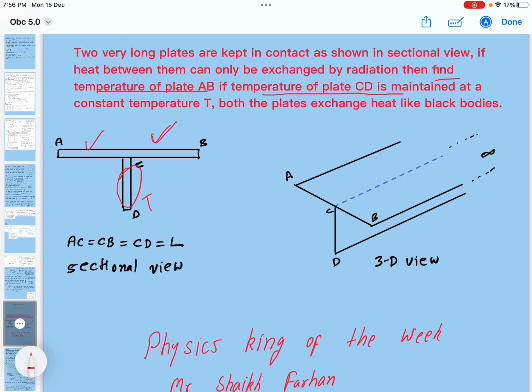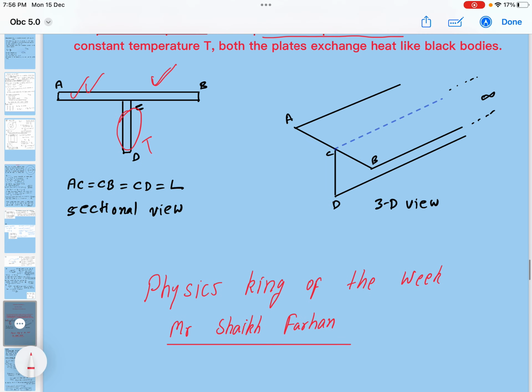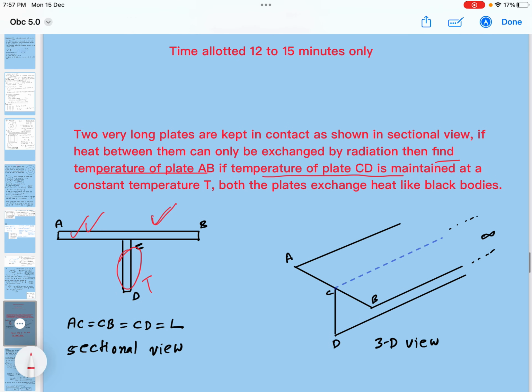So what should be our brainstorming angle here? Here we need to find somehow how much heat radiation is striking plate AB due to CD. Because once we can find the amount of heat radiation striking, then, since it's a black body, the total heat incident on AB is the heat absorbed by plate AB, right? Since the plates are very long, here it is given very long plates.